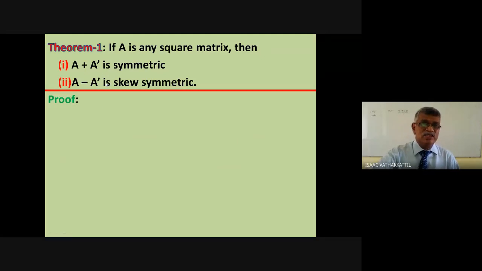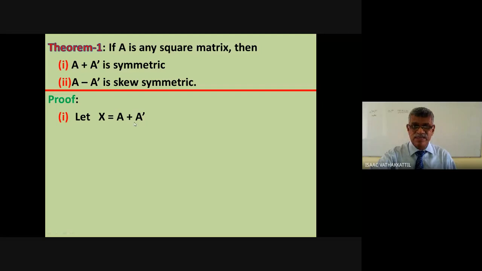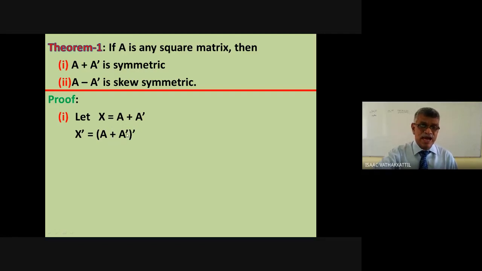Suppose given A is any square matrix. Square matrix means A' is also having the same order. I can add A + A' and I call that matrix X. If we want to show A + A' is symmetric, that means I have to show the matrix X is symmetric. How will I show the matrix X is symmetric? Matrix X is symmetric if X' equal to X. Let's see what is X'. X' is (A + A')'.